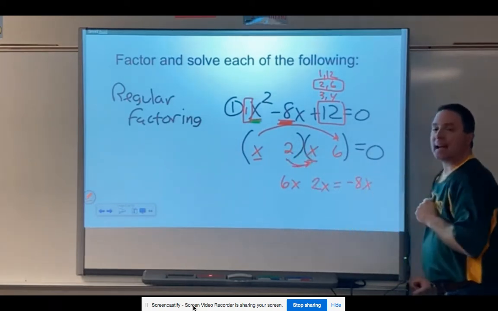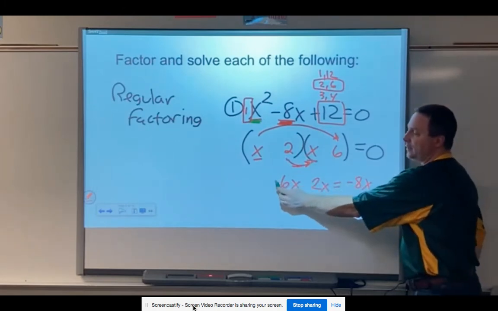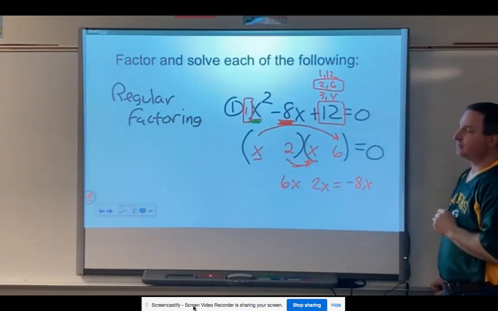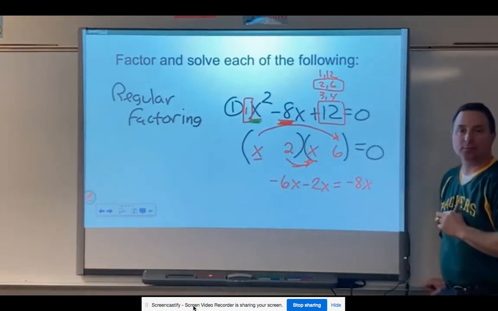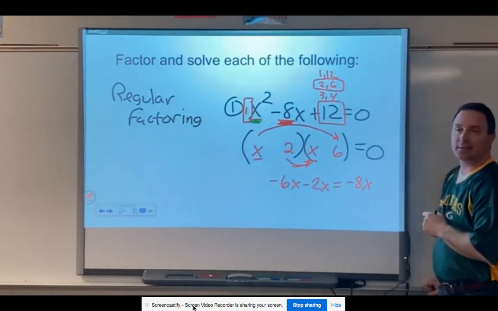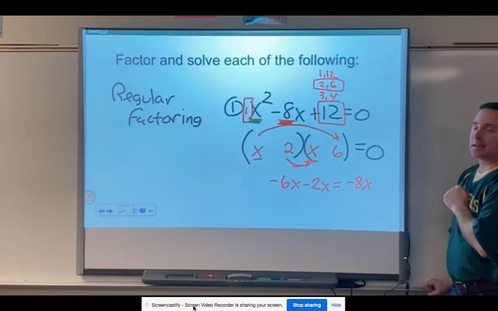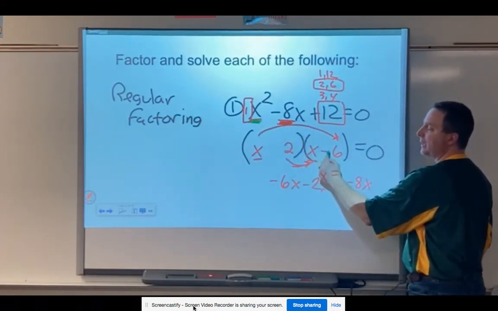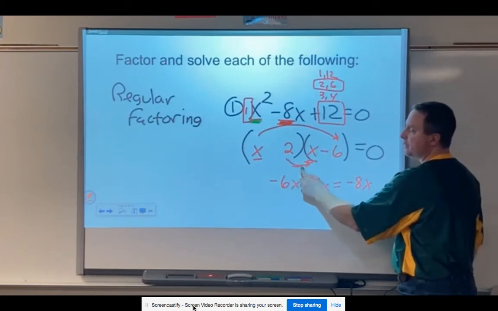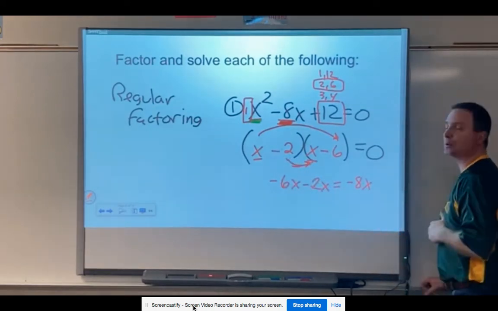And notice I didn't put any signs in there yet. Can I use the number 6 and 2 to get negative 8? Well, I sure can. What if I did a negative 6 and a negative 2? Minus 6 and minus 2 gives me negative 8. Let's go back and put the signs in. Where did the negative 6 come from? It came from right here, so it has to be a minus 6. The 2 came from right here, and it has to be a minus 2.